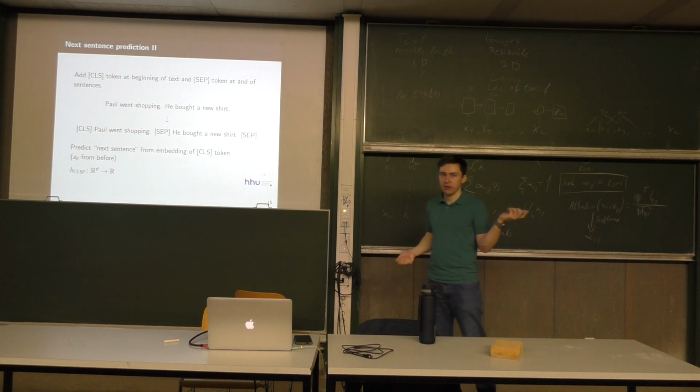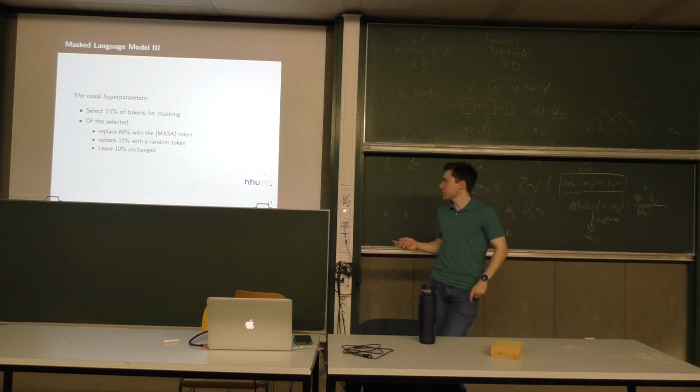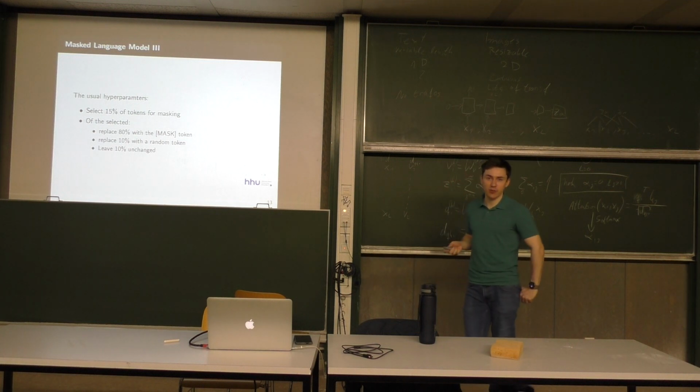Okay, and those are basically the two pretext tasks that BERT uses. Especially the masked language model with these particular hyperparameters is used a lot. And maybe some people should investigate if other hyperparameters might be better, but no one has really bothered so far. They seem to work.